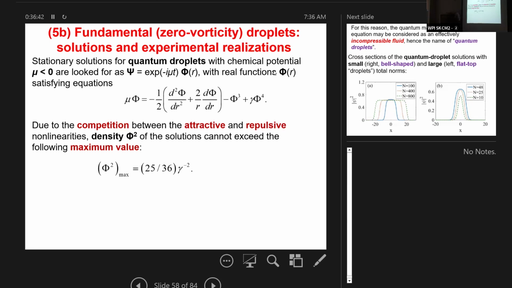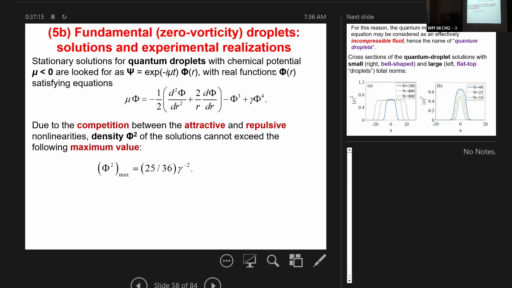And then there is a simple prediction because of the competition between cubic self-focusing, self-attraction, and quartic self-repulsion. The density in this localized object can never exceed a particular maximum value. The density is the square of the wave function. This means that if you want to put many atoms into this object, you cannot make its amplitude large. You can only make it very broad.